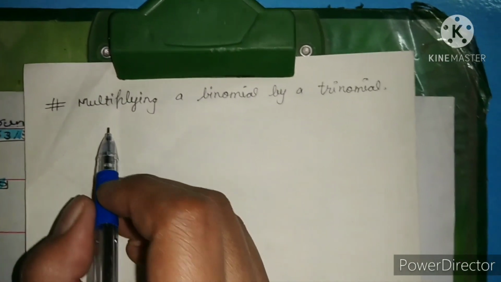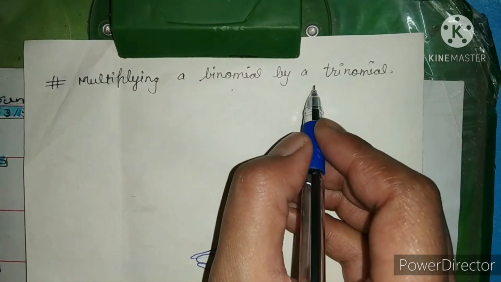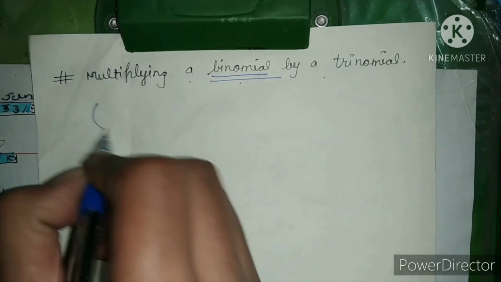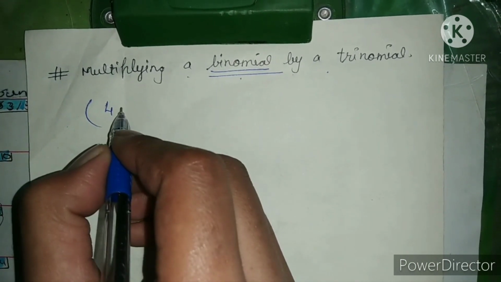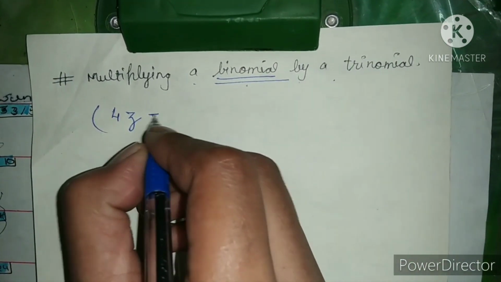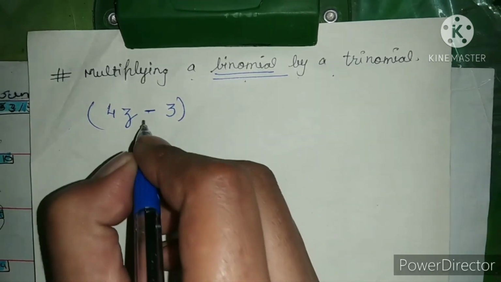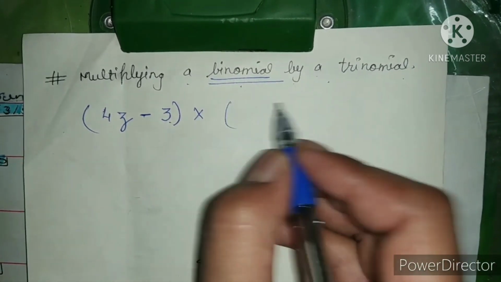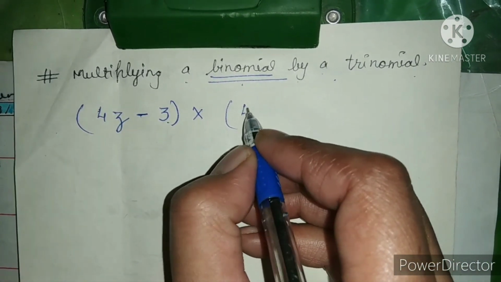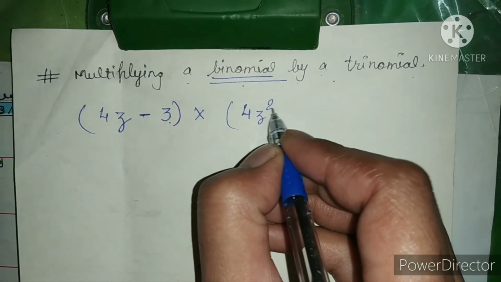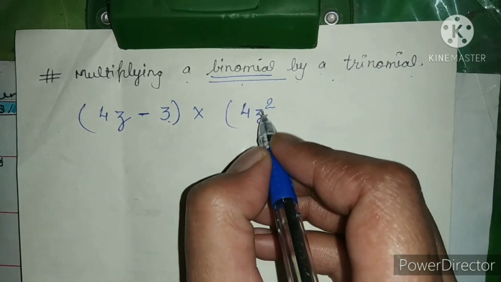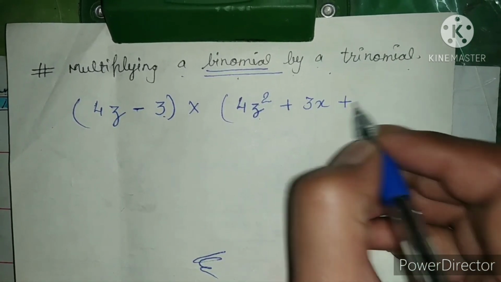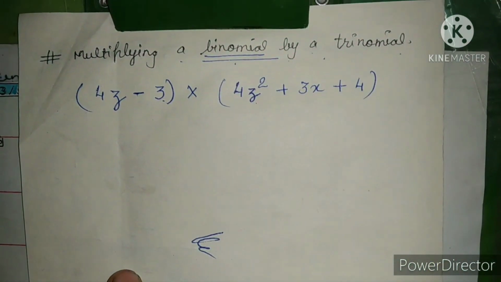Now next topic is multiplying a binomial by a trinomial. We have to multiply a binomial. So I am taking the binomial as 4z minus 3. It will multiply by a trinomial. Any trinomial we can take, so I am taking here z square plus 3x plus 4.